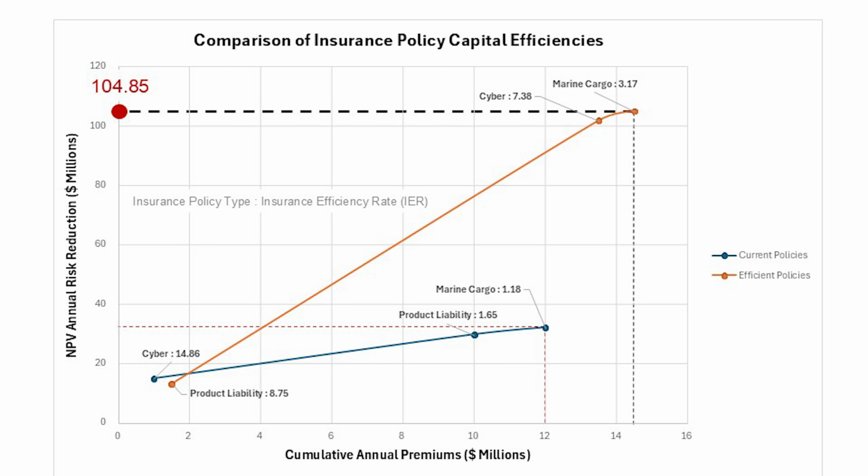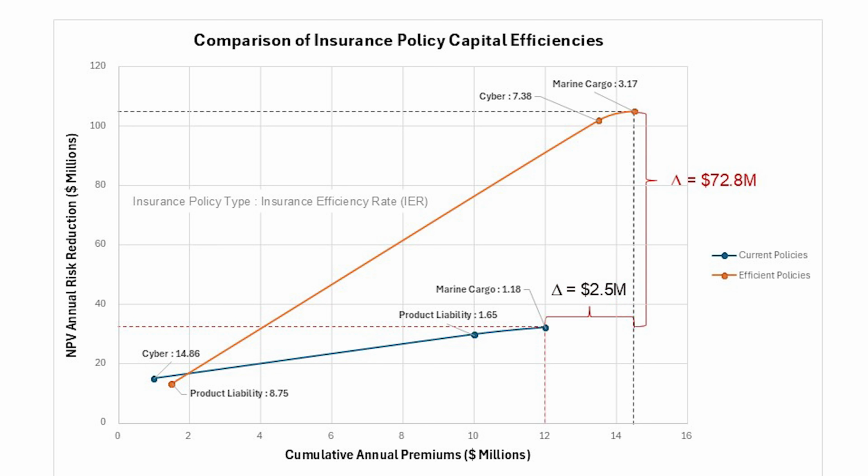Switching from the current book of policies to the efficient policies adds $2.5 million to the annual budget, but reduces the company's expected risk liability by nearly $73 million. The efficient insurance portfolio protects over 3 times more enterprise value. Your company's insurance policies should be capital efficient from an enterprise value perspective.